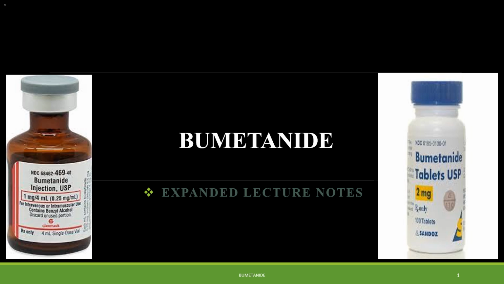Bumetanide. Expanded lecture notes. Bumetanide is a loop diuretic. Like furosemide, it works in the loop of Henle in the kidneys. It's more potent than furosemide on a milligram-to-milligram basis. Bumetanide is stronger per dose compared to furosemide.